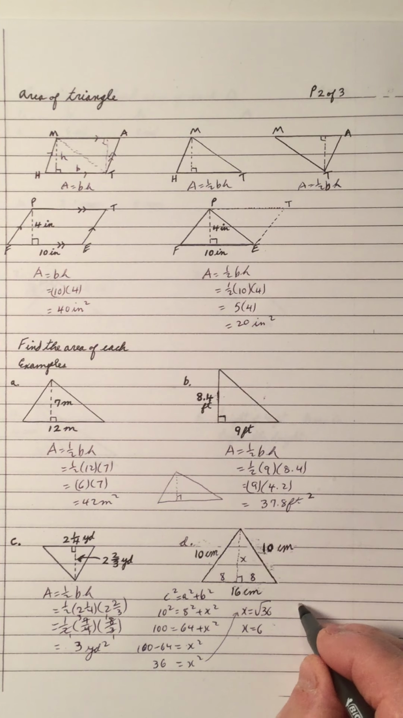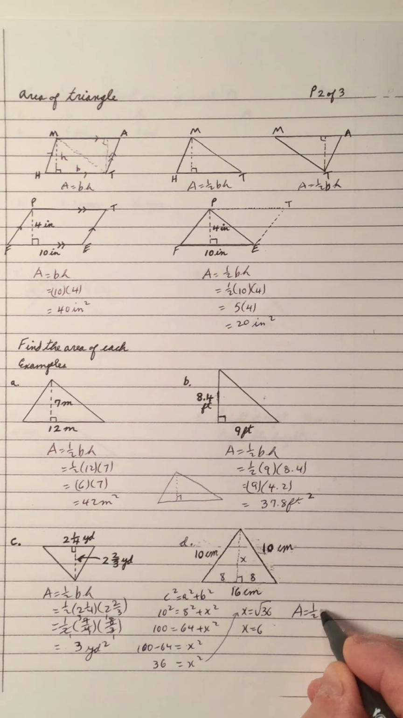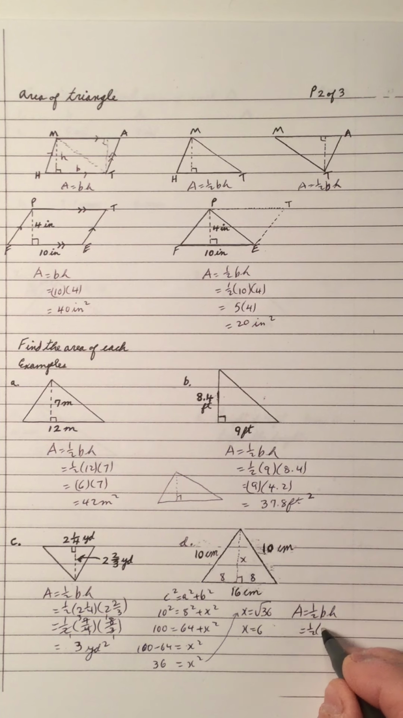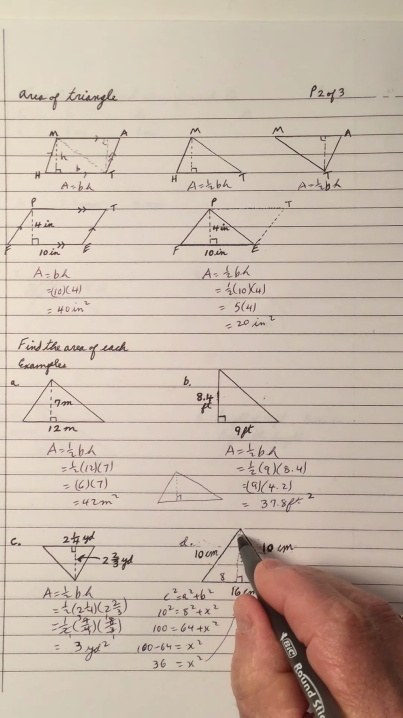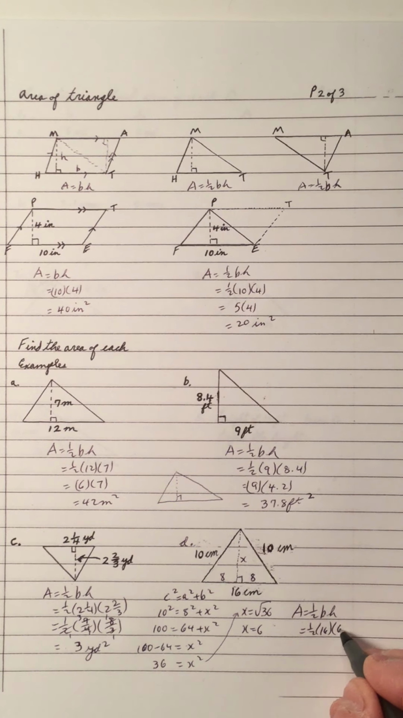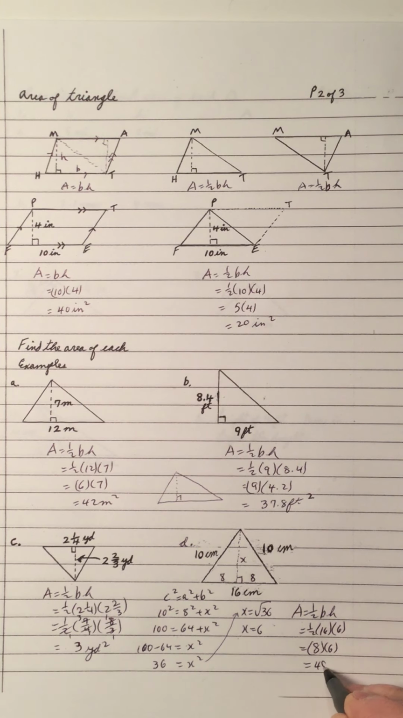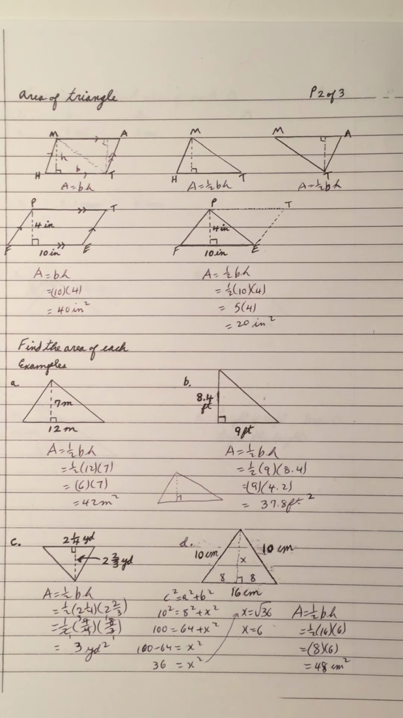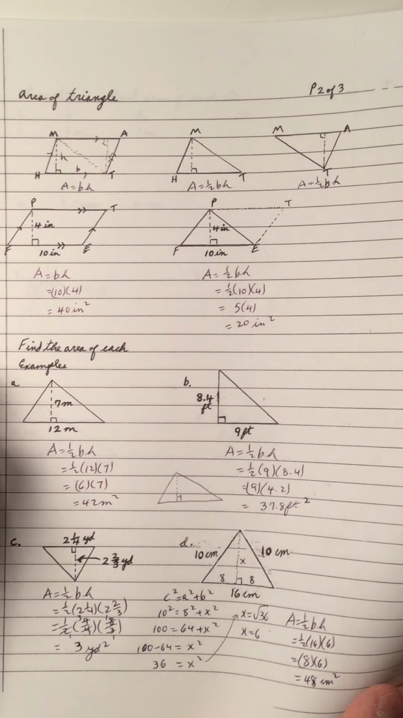So the formula, area is a half the base times the height. The base of the triangle is 16. The height of the triangle we just found out to be 6. So half of 16 is 8, and 6 times 8 makes 48. So it's 48 centimeters squared is the area of that triangle. Let's continue.